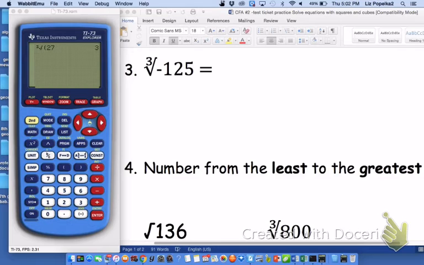Number 3 is another one that we can really just type into our calculator. It's a cube root, so I'm going to do math, scroll down to 4. There's my cube root symbol. I'm going to make sure I remember to include this negative. So I'm going to do negative 1, 2, 5. Hit enter. The cube root of negative 125 is simply this negative 5 that you see right here on the screen.